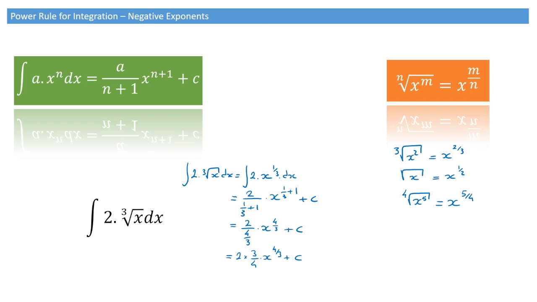Now 2 times 3/4 is equal to 6 over 4 times x to the power of 4/3 plus c, and carrying on over here, 6 over 4 is equal to 3 over 2 times x to the power of 4/3 plus c. Finally, we can write the x to the power of 4/3 as a cubic root again, and we can write this as 3 over 2 times the cubic root of x to the power of 4 plus c. So that's how we can use fractional exponents to integrate things like square root of x or cubic root of x. Now, let's work through a few more handwritten examples.